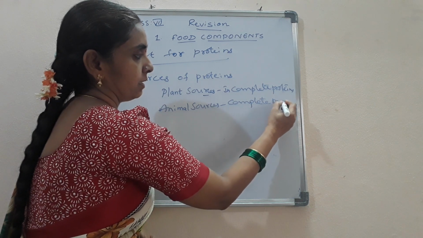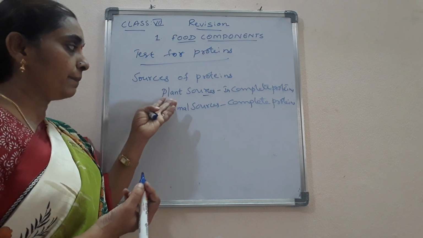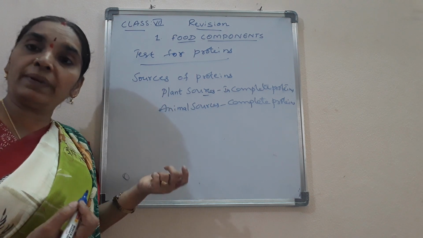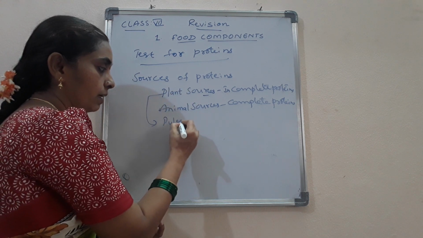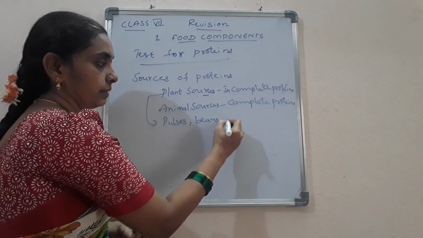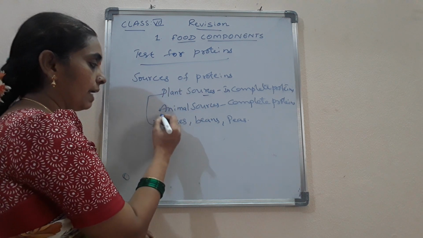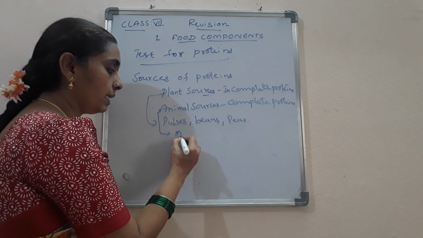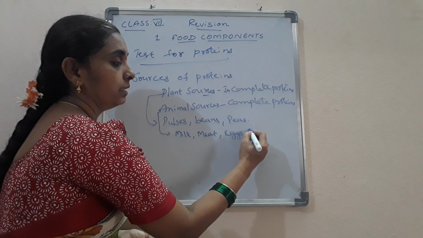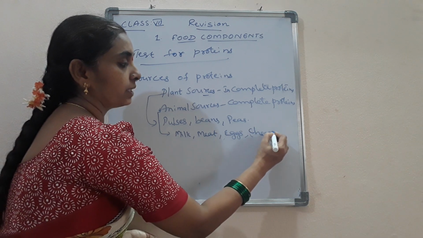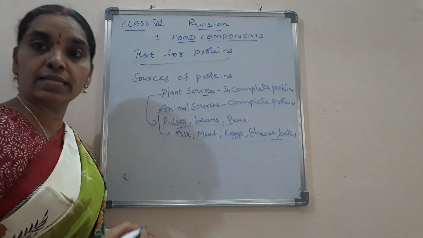What are plant sources? Plant sources mainly may be soya bean, pulses, beans, peas. All these are the plant sources. They contain proteins in them, and the animal sources are mainly milk, meat, cheese, eggs, butter. So these are all the examples for animal proteins. These substances contain proteins in them.